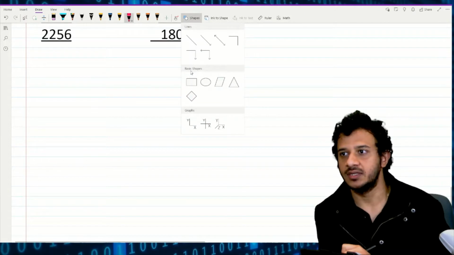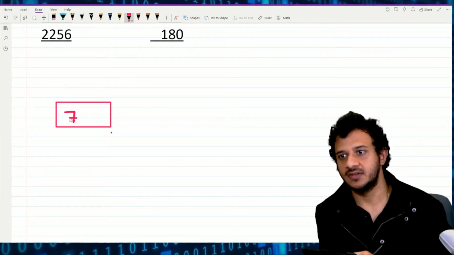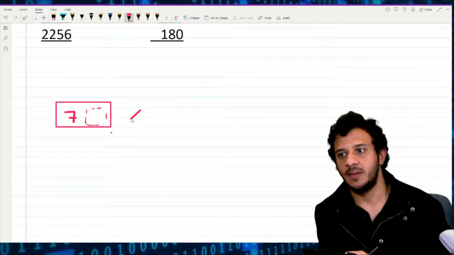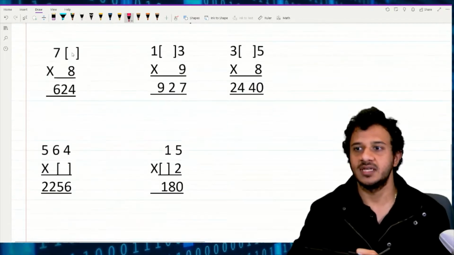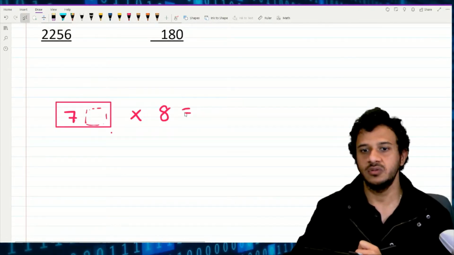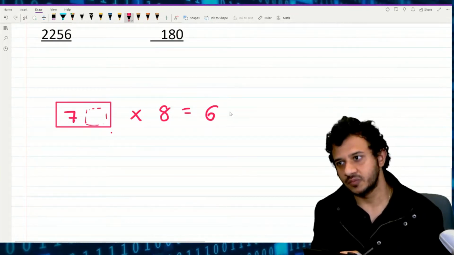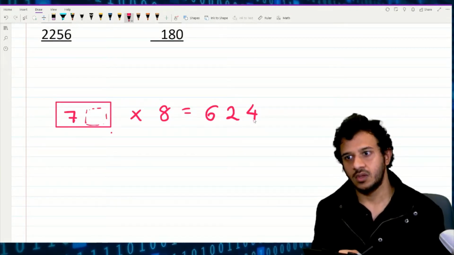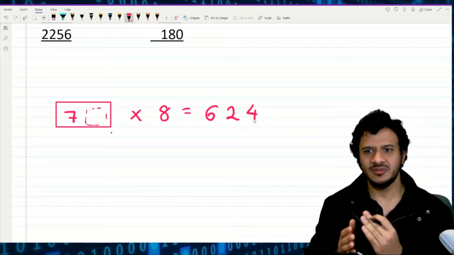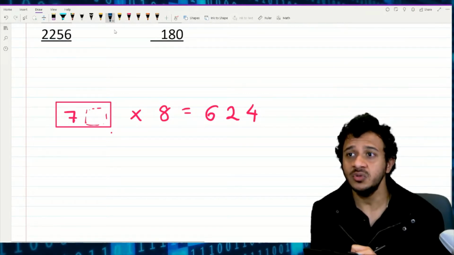So now here, this is something like 7 with something here. I don't know what that value is. Multiplied by, how much are they saying? 8 is equal to, they are saying it is 624. Okay. Pretty much a little bit to think about, right? Let's try to figure out what we should do to find it.